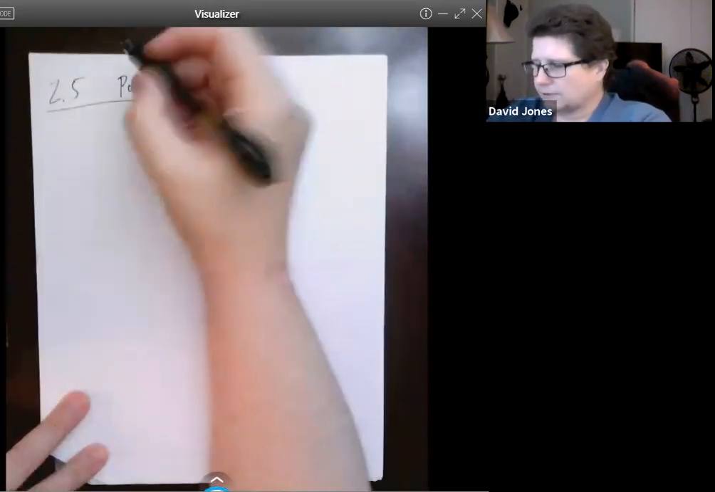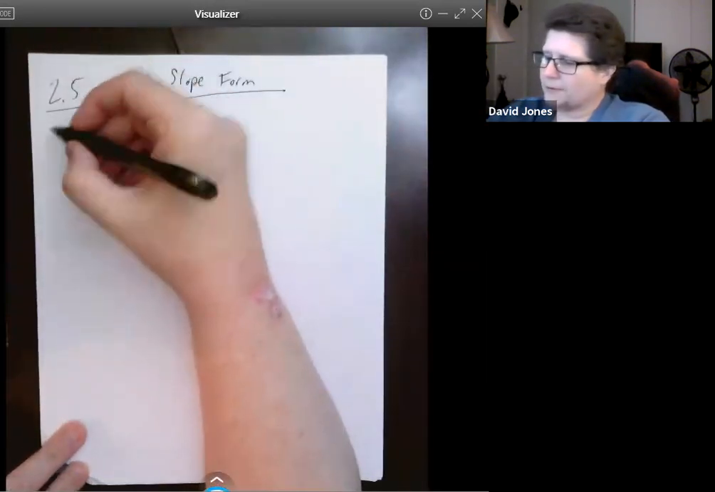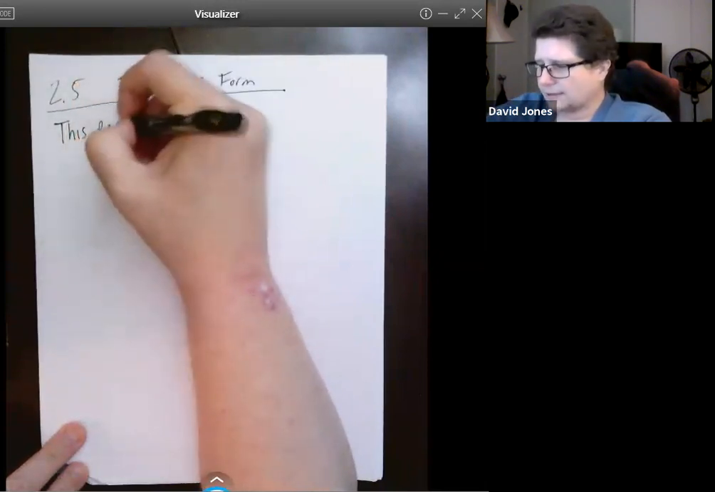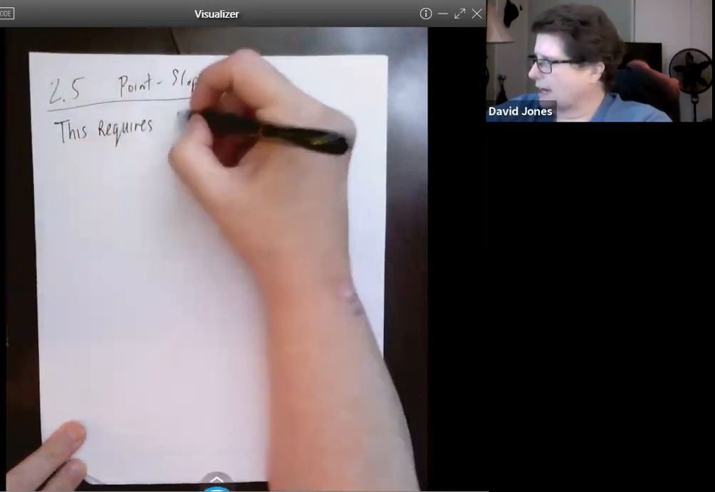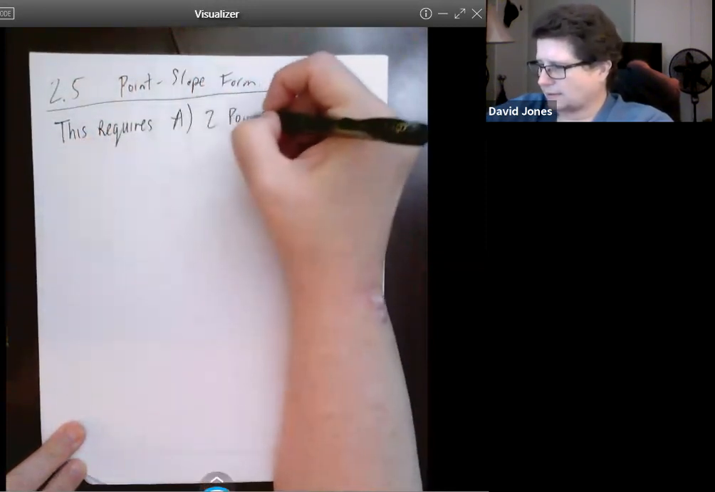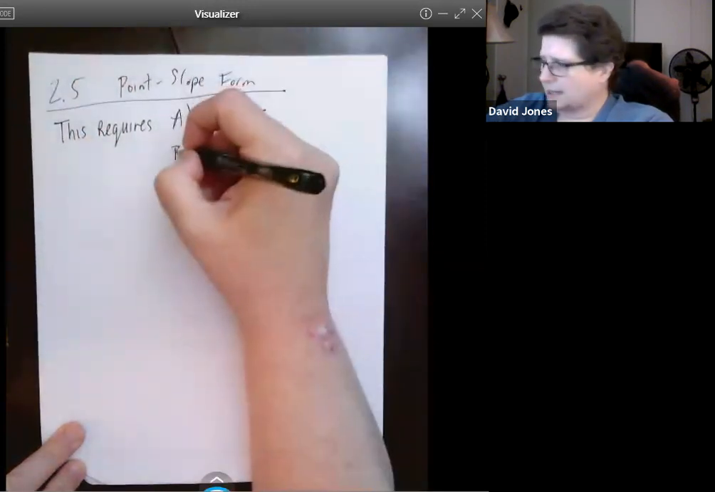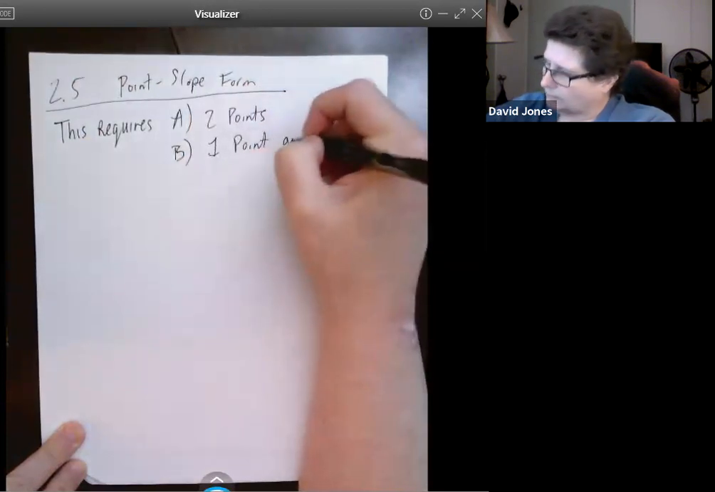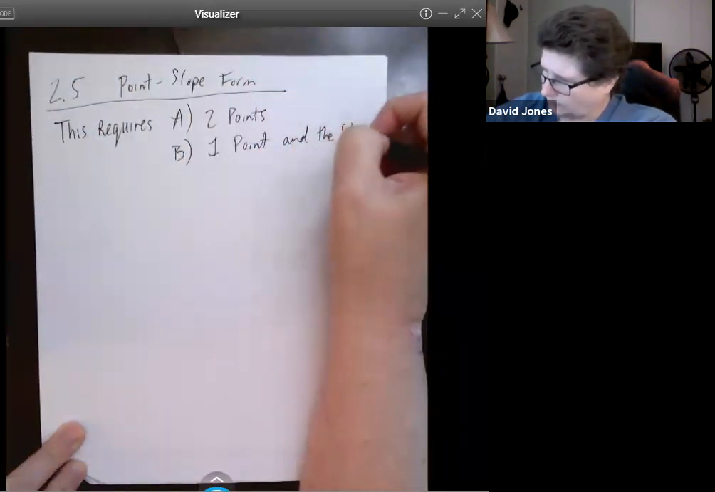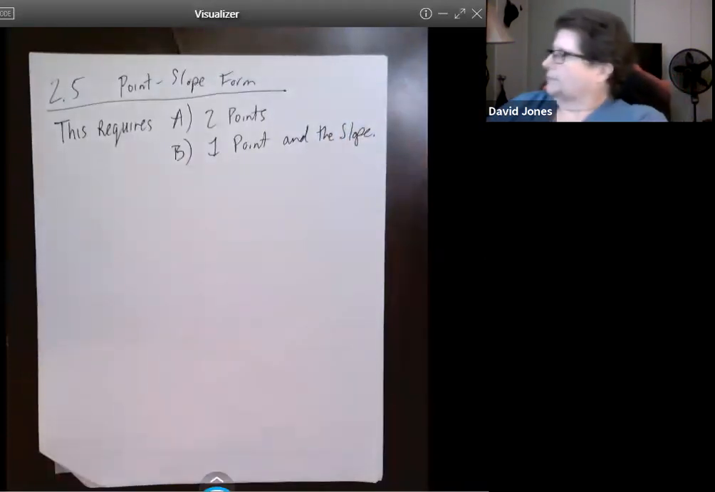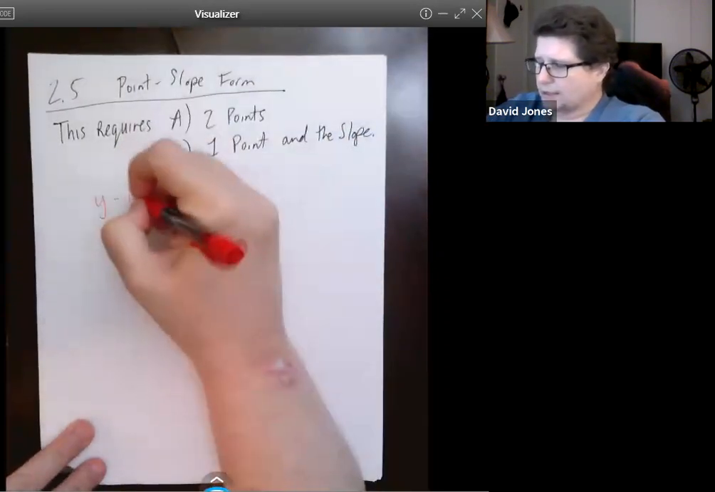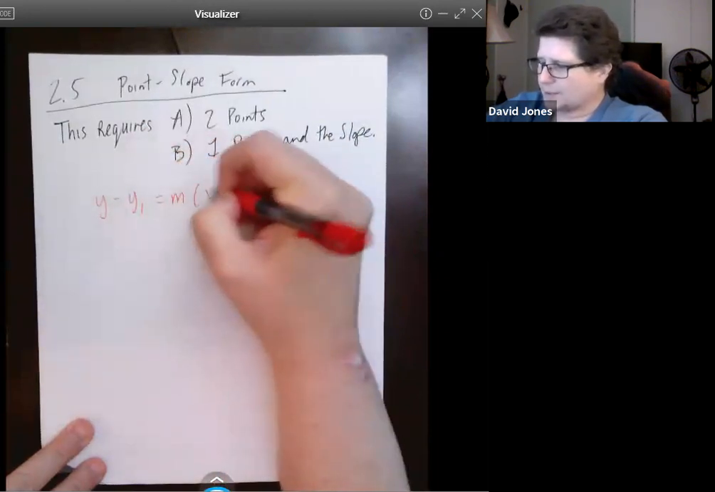Okay, so to use the point-slope form of an equation, we require two things. A, we need 2 points, and B, we can do 1 point and the slope. And the point-slope form of the equation is y minus y1 equals m times x minus x1.